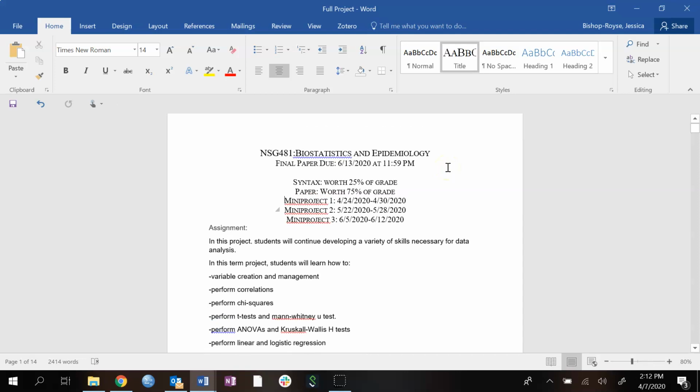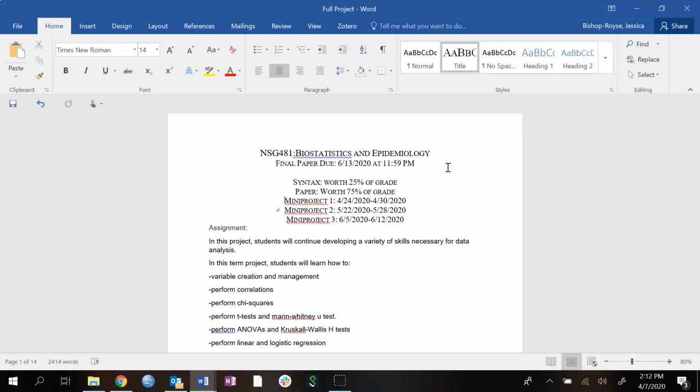The work for the project is going to be done over the course of 3 mini projects during 3 weeks of the quarter. Mini project 1 will start April 24th. For mini project 2, it'll be May 22nd, and for mini project 3, we'll be starting that on June 5th.